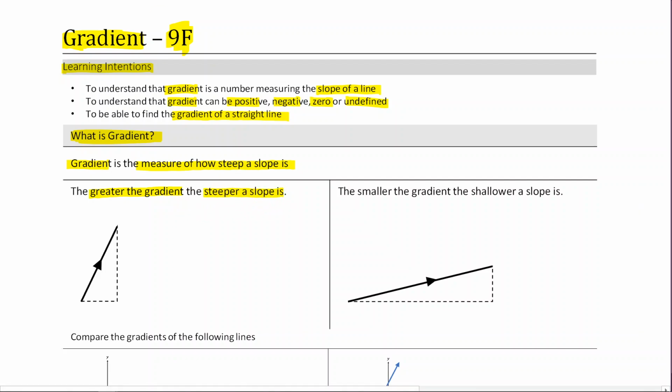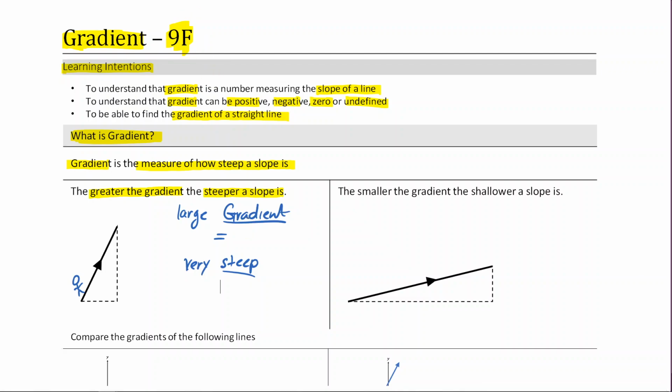So if we look here, I want you to pretend that you're walking up this line right here. You're trying to walk up this line. Is that going to be easy or is it going to be hard? It's going to be very hard because it's very steep. And what that means is that it has a large or a high gradient. So the gradient is really just another word for steepness. How steep is something? If it has a large steepness, then it's got a large gradient.